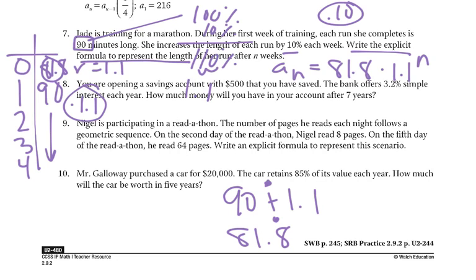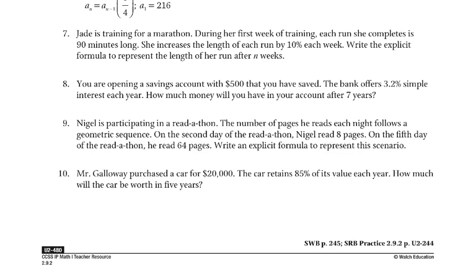So number 8 says you open a savings account with $500 that you have saved. The bank offers 3.2% simple interest each year. How much money will you have in your account after 7 years? Okay, so once again we can make a table. We say we opened it with 500. So that's actually like the 0 term, okay? Because they haven't started applying anything.